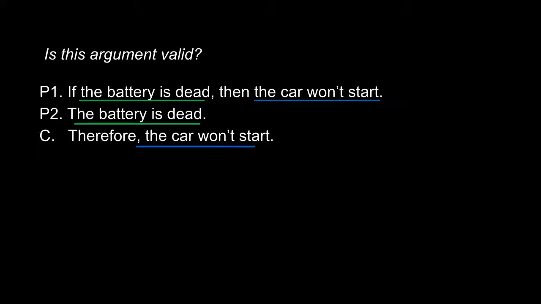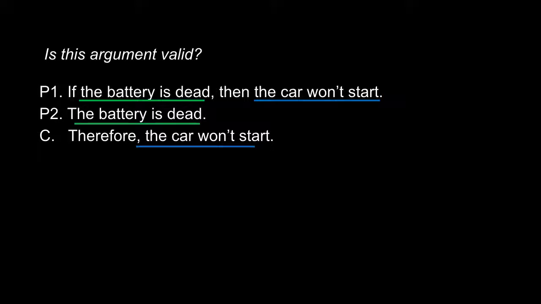So the antecedent of that conditional proposition is that the battery is dead. The consequent is that the car won't start. Now, what I want you to notice about this argument is that premise 2 asserts that the antecedent is in fact true. The battery is in fact dead. And the conclusion of this argument is that the consequent must be true. The car won't start. So the question we want to ask here is, is this argument valid? Well, as we did with categorical arguments, we need to look at the formal structure of this argument in order to determine whether it's valid or not.